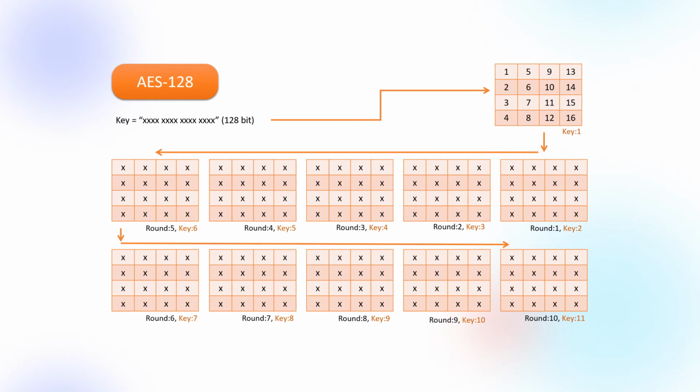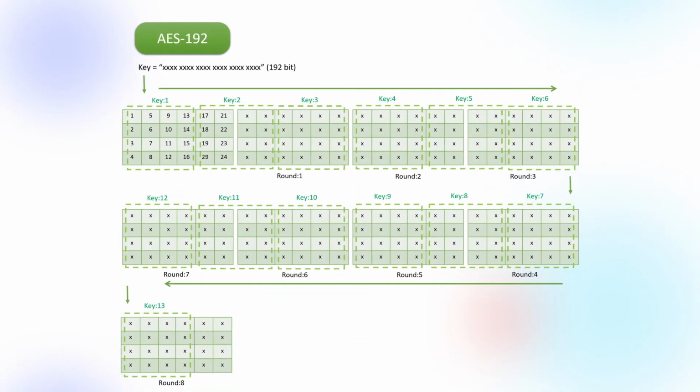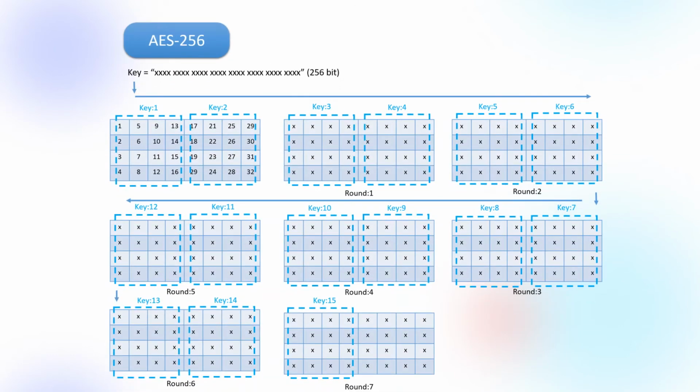Let us visualize the key expansion of AES-128. Here 10 rounds of key expansion are performed and 10 round keys are generated with a total of 11 keys. Now for AES-192. Here 8 rounds of key expansion are performed and 12 round keys are generated with a total of 13 keys. Now for AES-256. Here 7 rounds of key expansion are performed and 14 round keys are generated with a total of 15 keys.